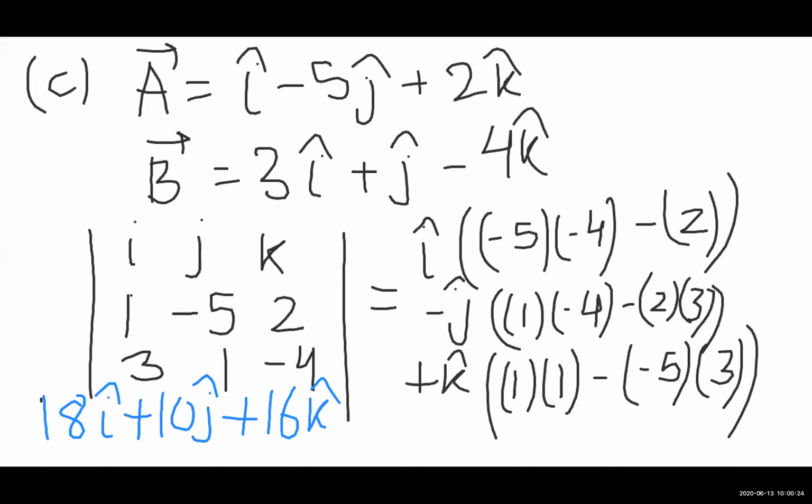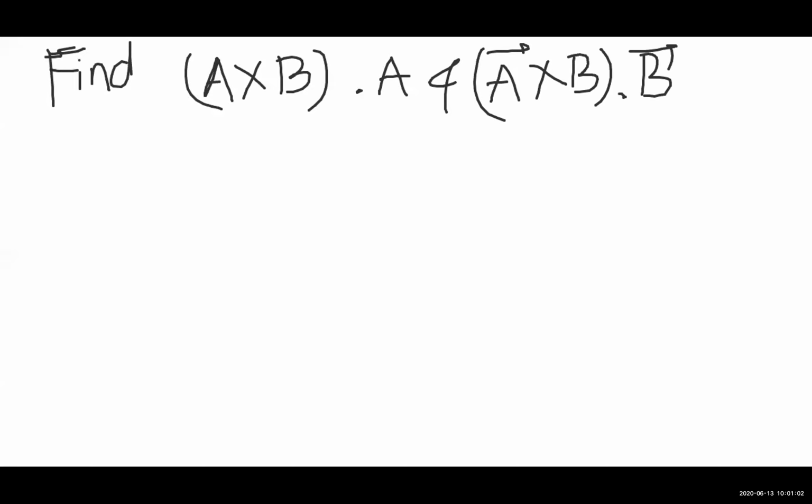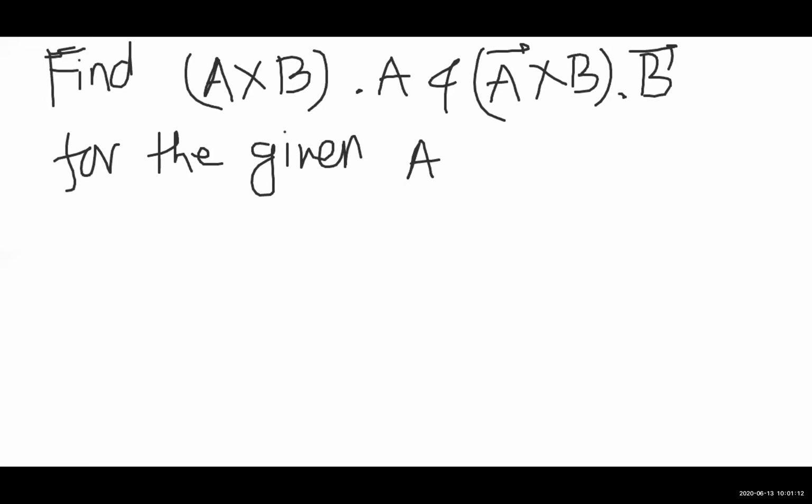ये आ रहा है सबका? जिसका नहीं आ रहा है प्लीज चेक, इसलिए मिस्टेक हो रही है। हाँ और क्वेश्चन दे रहा हूँ, एक मिनट। फाइंड A cross B dot A and A cross B dot B for the given A and B.